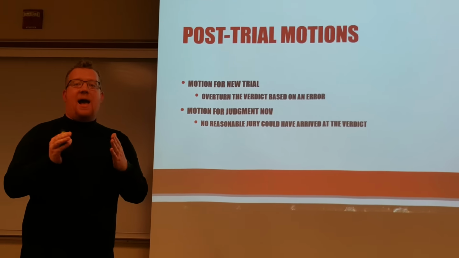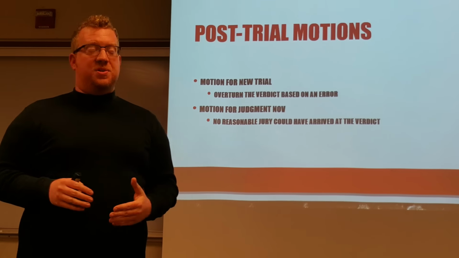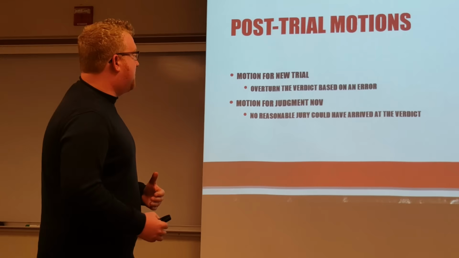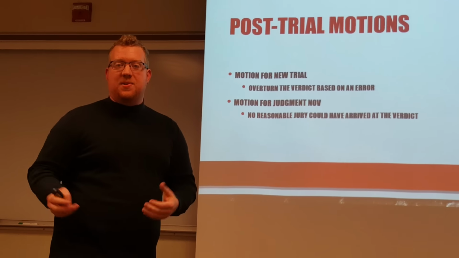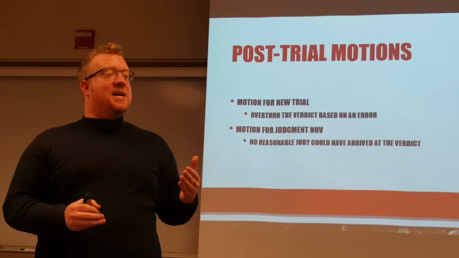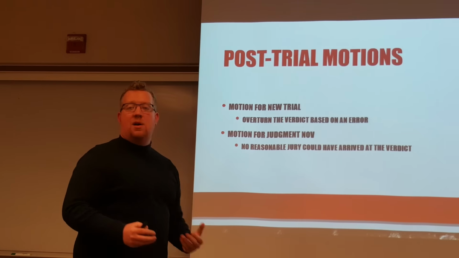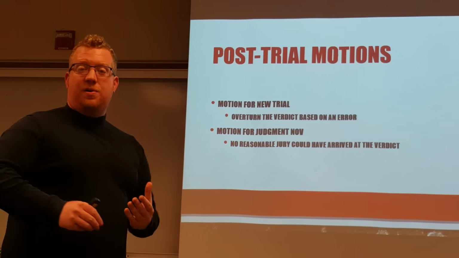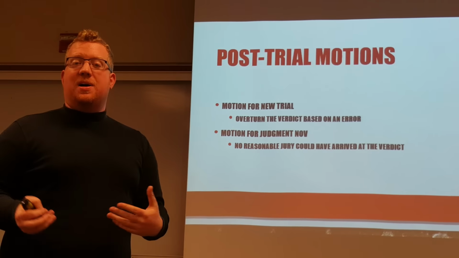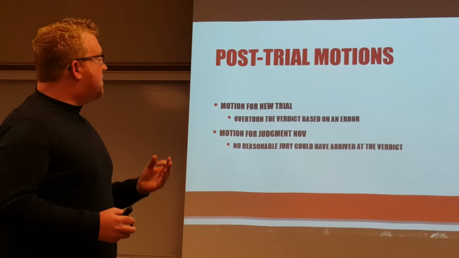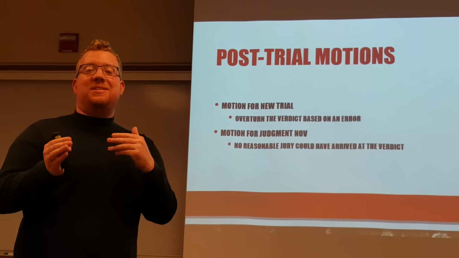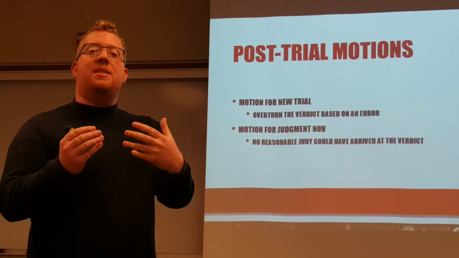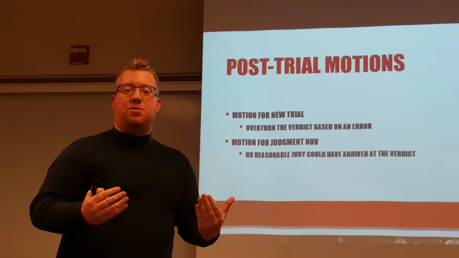Now, after the trial, there's two more motions that we need to know. The first is a motion for a new trial, all right? So let's say we lost. So we are essentially asking the judge to overturn the verdict based on some error. Now, keep in mind, this motion for a new trial doesn't mean, oh no, we lost, we deserve a new trial. What this means is that we believe there was some legal problem, right, with the verdict or something that happened at trial that would warrant us getting a new trial, all right?